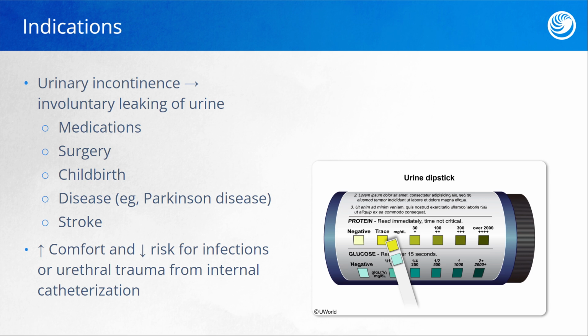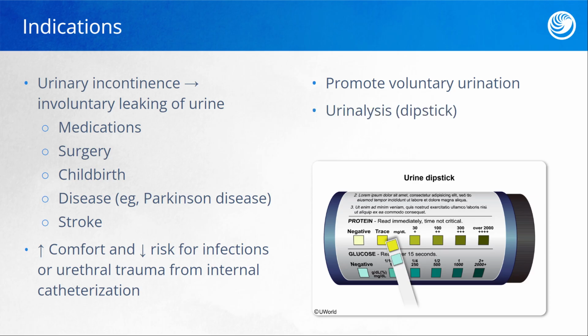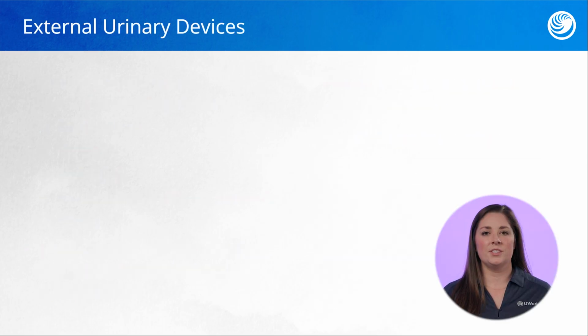External urinary devices can also help promote autonomy for the client and promote voluntary urination if the client is still able. Urine samples may also be collected through these external urinary devices for a UA or urinalysis to be obtained. External urinary devices may also assist the nurse in monitoring urinary output as well as strict urinary output if needed. It's important to note that external urinary devices may be used for our female and our male clients.